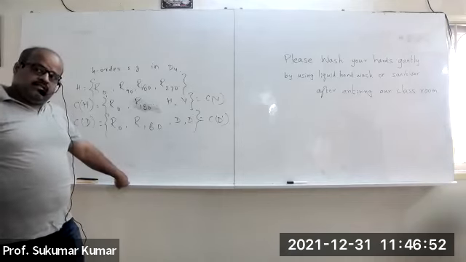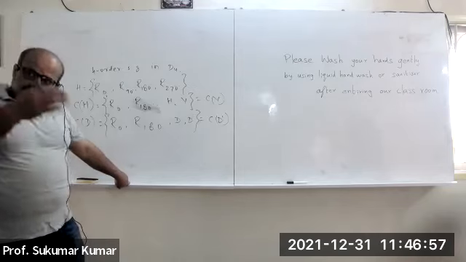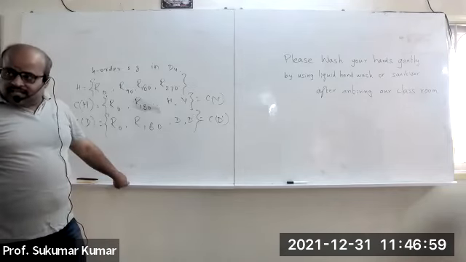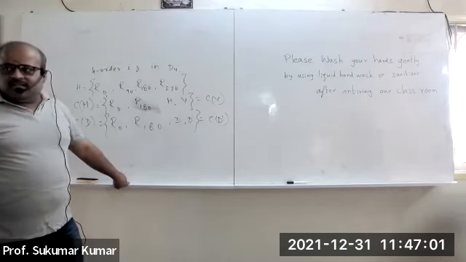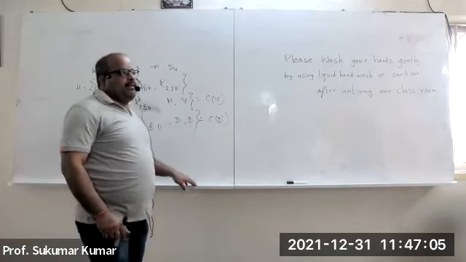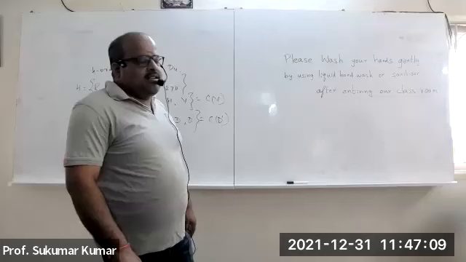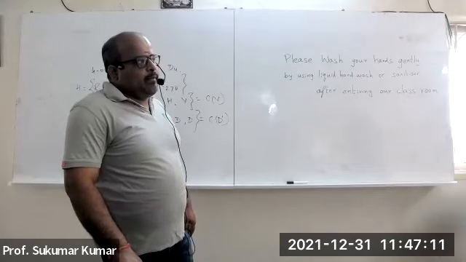Yes, R0 and R180 are the center of the group. So when you find the centralizer, they will be there in every one, no? Because both of them commute with every element. Understood, sir. Next doubts.